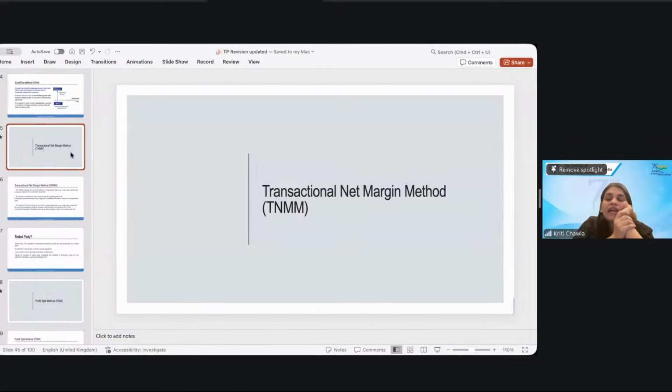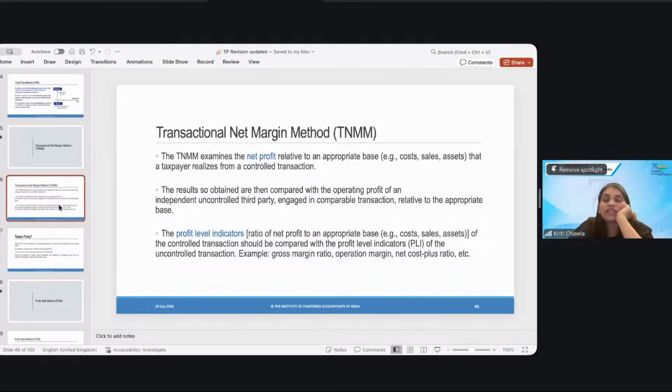Now, the next method that we have is the transactional net margin method. Now, the transactional net margin method, this is a method which examines the net profit relative to an appropriate base. So what it will actually do is you have a controlled transaction. You'll have to calculate the net profit which is earned in this controlled transaction. And then you have an independent party transaction. You'll have to look at the net profit earned there. And then you have to compare the both, the controlled transaction and the uncontrolled transaction to see if the controlled transaction is at arm's length.